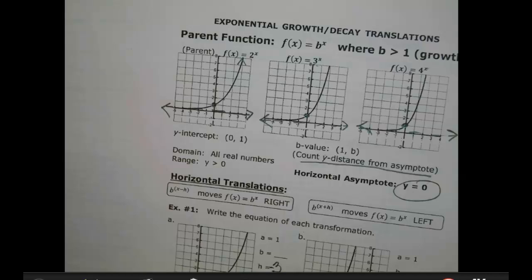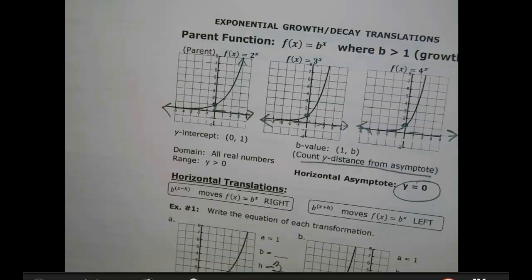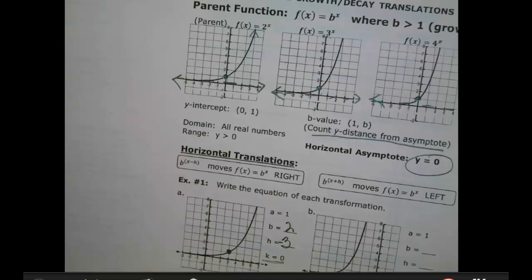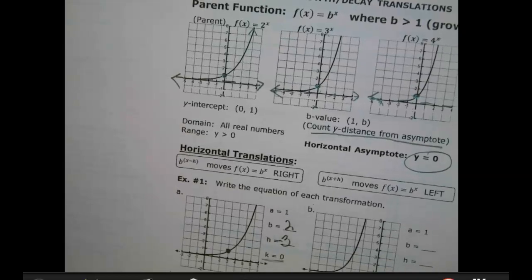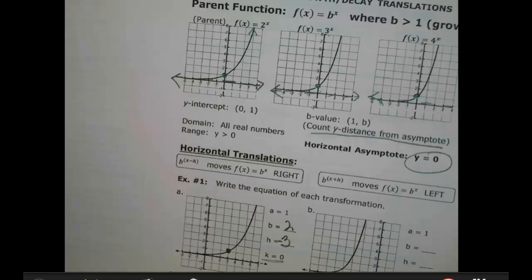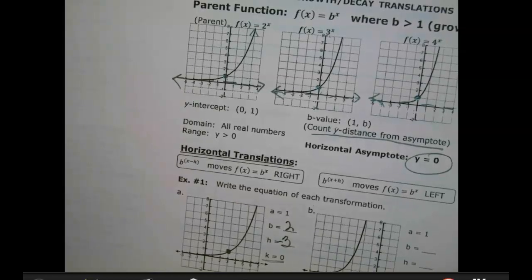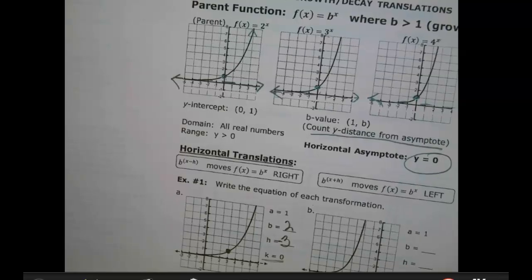And it's negative because it went to the right. And my b, we're going to count. Here's the asymptote. So how many from the asymptote to touch? 2. So when I write this, my horizontal asymptote is at y equals 0. My function is going to be 2 to the x minus 3.